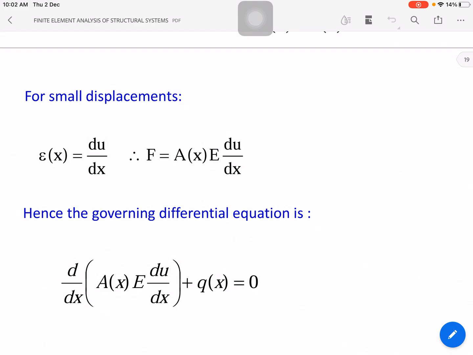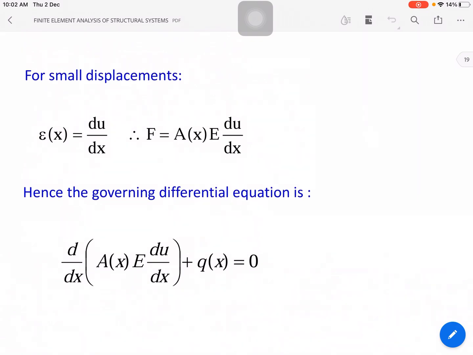Of x, F we have substituted here. So this is the general differential equation for the deformation of a bar.